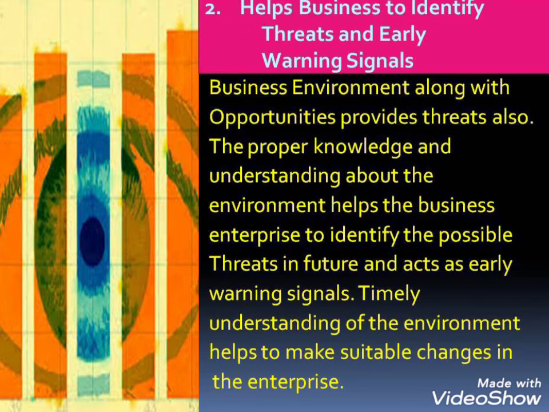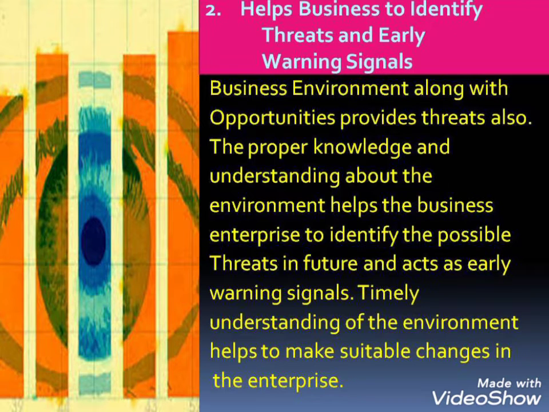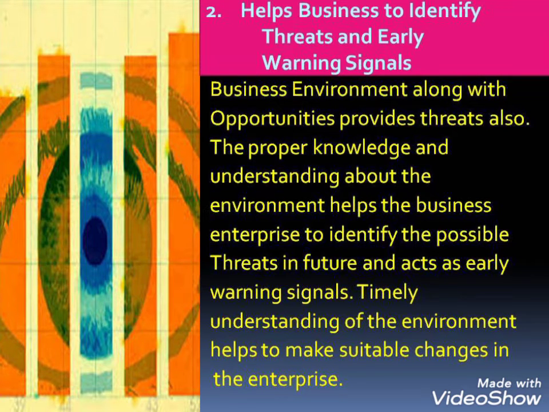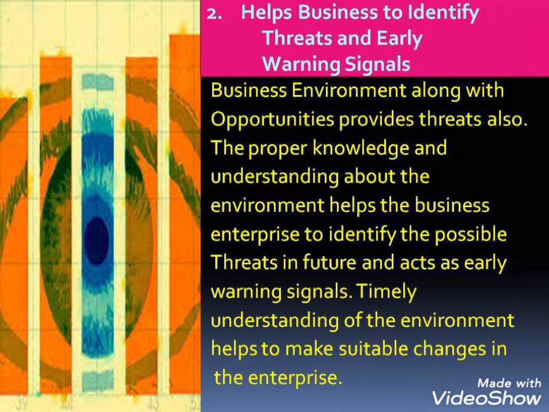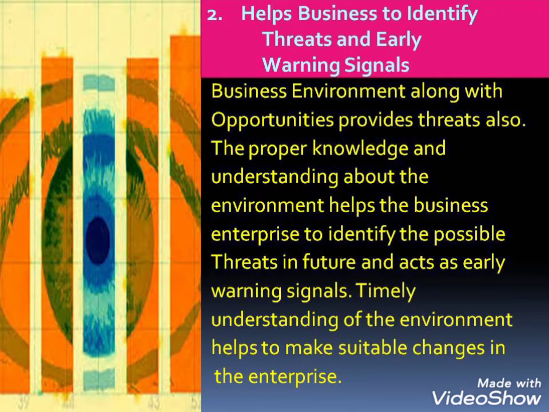Timely understanding of the environment helps to make suitable changes in the enterprise. For example, if an Indian firm finds that an MNC is entering the Indian market with new substitutes, this should work as a warning signal for the Indian firm. On the basis of this information, the Indian firm can improve the quality of its products, reduce cost of production, engage in aggressive advertisements, and so on. In another example, the proposal of Tata Motors to bring out a small economy car by 2008 is a warning signal for Maruti Udyog to reduce its costs or to introduce economy models.